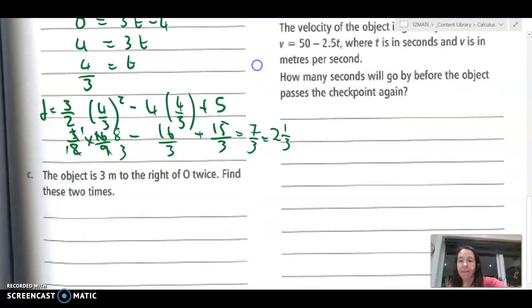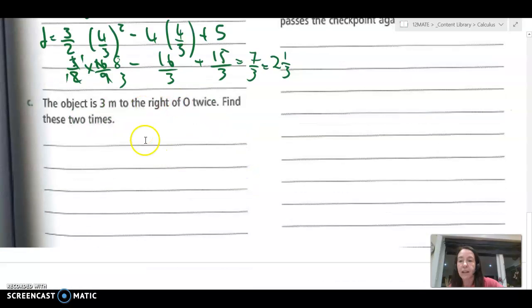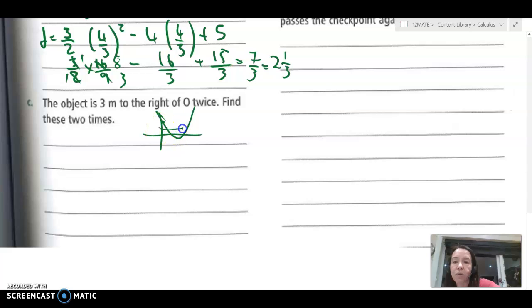Now, the third part is the object is 3 meters to the right of O twice. Find these 2 times. The only thing I can think of to do here is a simultaneous equation, because I've got some parabola. Probably doesn't cut through there, and I'm looking for where it's 3 meters away twice.